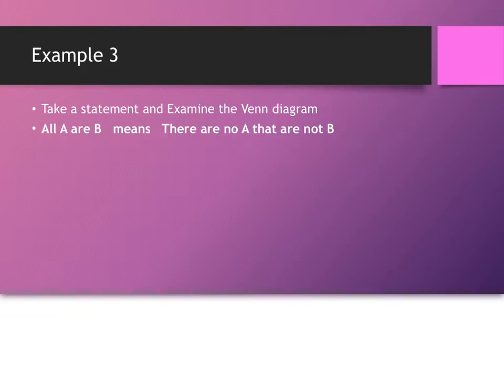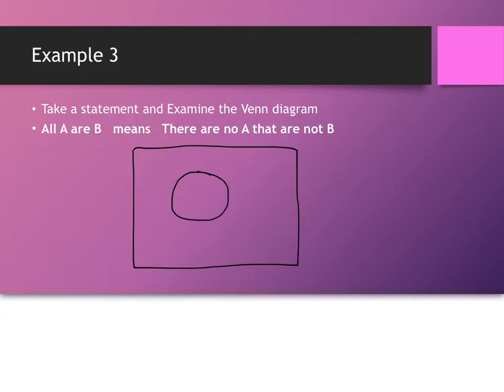All right, so this is what we just did. We examined the Venn diagram. I did this on the previous slide, but I want you to be able to draw this on a test or something. So when I say all A are B, you're saying everything in A is inside of B. There are no A that are not B. In other words, there's no A outside of the circle of B.